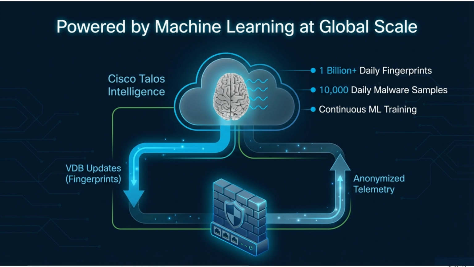This capability is powered by machine learning at a global scale, backed by Cisco Talos Intelligence. We process over 1 billion daily fingerprints and 10,000 daily malware samples. Through continuous machine learning training on anonymized telemetry, the system constantly updates its fingerprint database, so you are always protected against the latest threats.